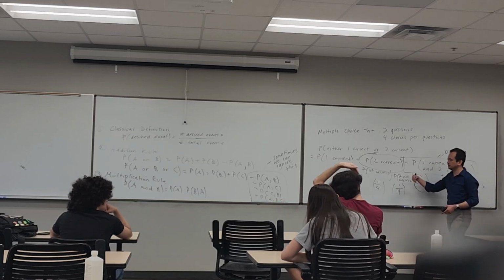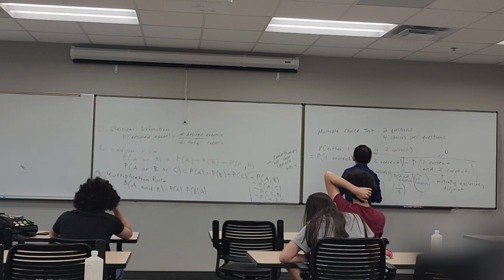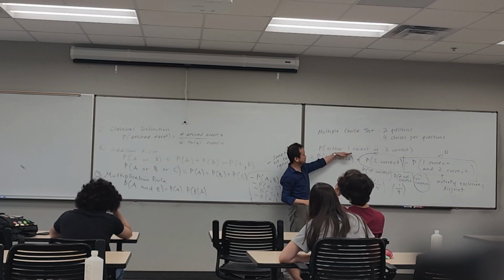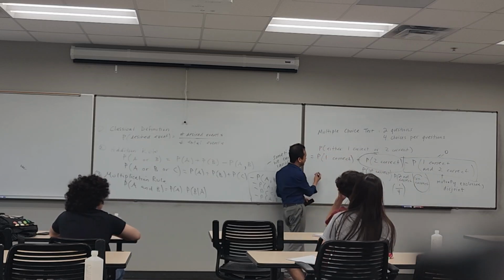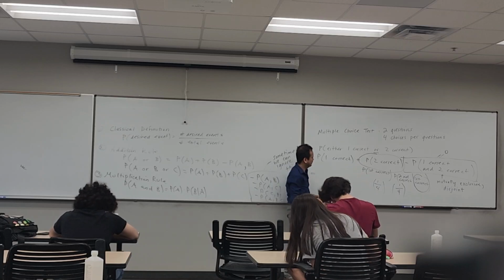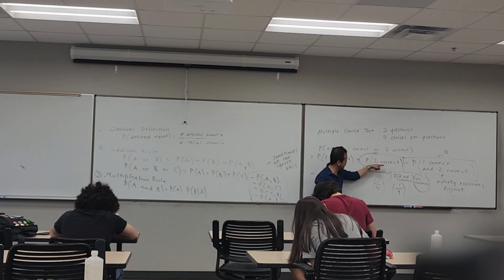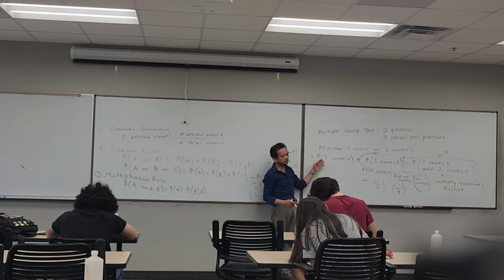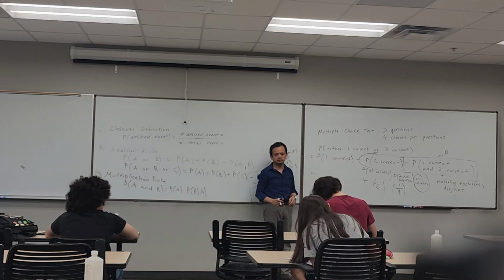But right now, we're focused on solving this problem in the addition rule. So, that's the probability of getting 2 questions correct. How do we find this probability of getting just 1 question correct out of the 2? It's a little bit tricky.